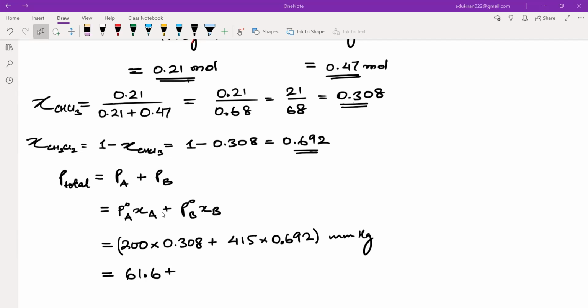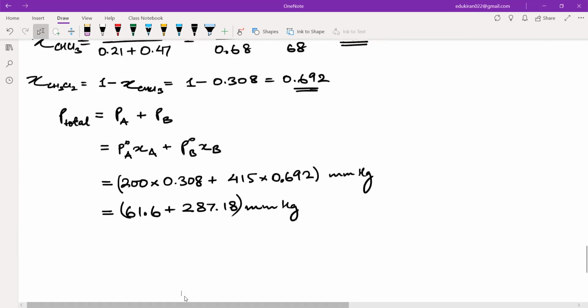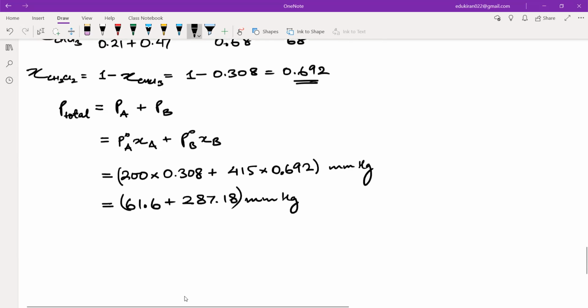I think Kulsum, you're right. This is 287.18 mmHg. Okay. So just before adding, let me also tell you one more thing here, that your P total is also right, I hope so. So this is for the pressure of CHCl3 and this is the pressure due to CH2Cl2. So Akshay and Kulsum, both of you are getting the same answer. So I think this is right.